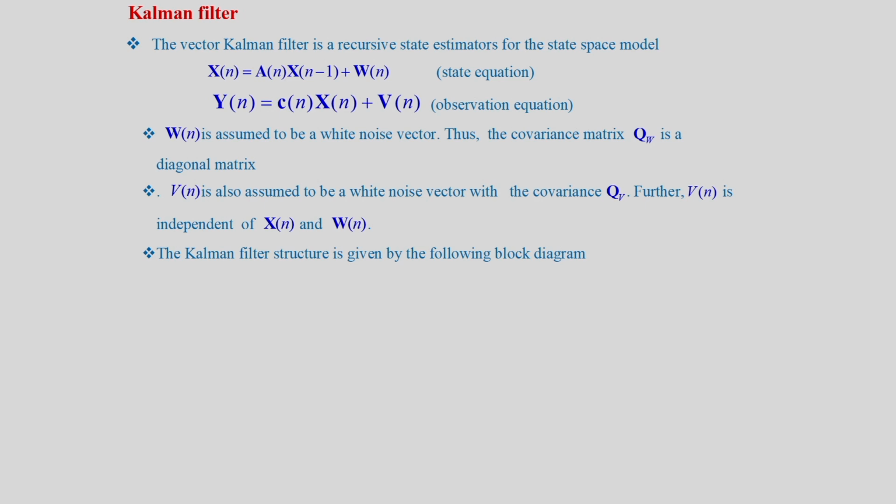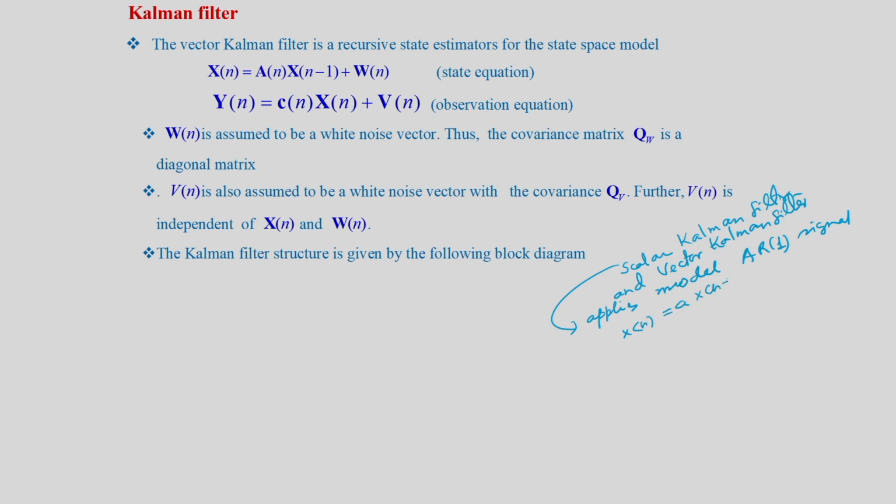So, it is a recursive least square method. We discussed two forms of Kalman filter, that is the scalar Kalman filter and the vector Kalman filter. The scalar Kalman filter applies a model. What is the model? The model is an AR1 signal. So, Xn is equal to A times x of n minus 1 plus Wn. Wn is white noise, and A is a known constant, and A can be considered as a function of n, so that non-stationarity can be tackled. And the observed data Yn is equal to Xn plus Vn.